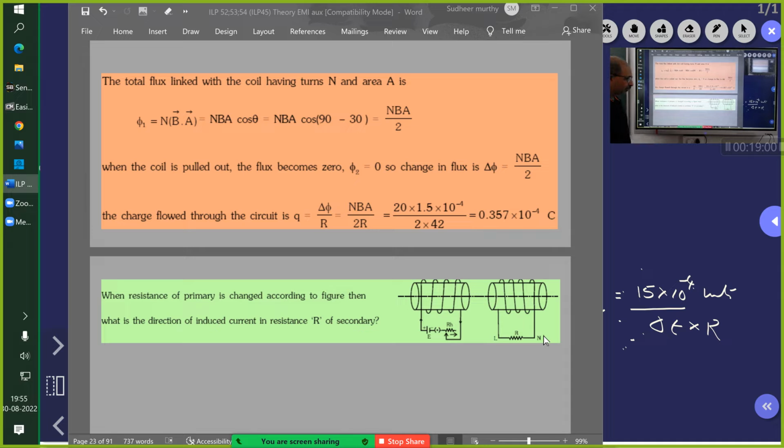Now please solve this. Take your time and solve. You follow the process of science. I am not interested in whether you get the right answer or the wrong answer. First and foremost, I want to make sure you are following the process of science. So please do that.